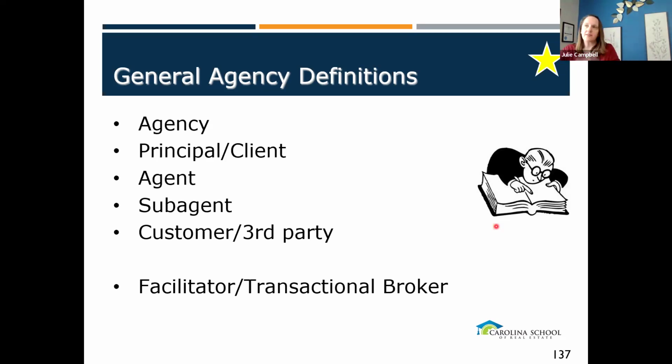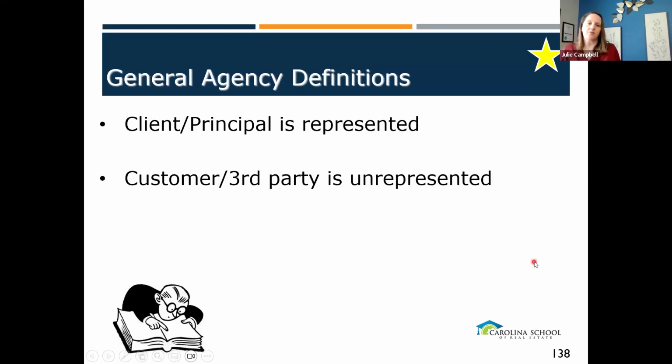So let's talk more about this idea of client versus customer. The client, also known as the principal, please write that down. They're used interchangeably in our discussion. They're used interchangeably on your exams. I'm saying one and the same. The client is represented. The customer is unrepresented by the firm. Just because I don't represent you doesn't mean somebody else doesn't. But what we care about is the firm.